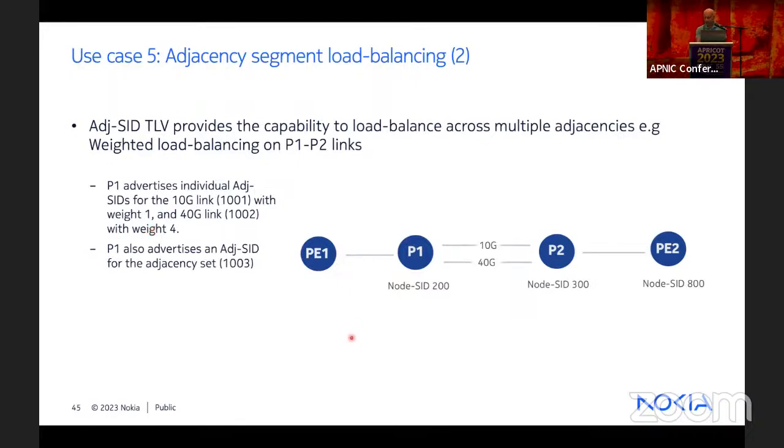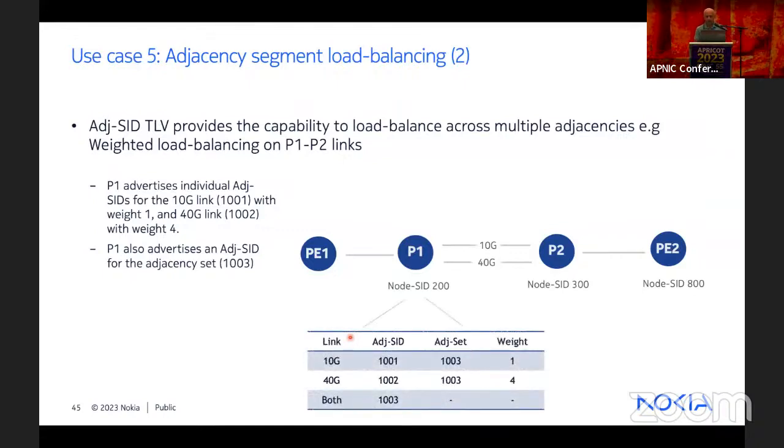We also advertise a third adjacency SID, and here we construct an adjacency set. So this is like the peer set SID. Now this adjacency set has a SID value of 1003. So think of it this way. The SID value of 1001 is specifically for the 10 gig link. SID value of 1002 is specifically for the 40 gig link. And the SID value of 1003 includes both the links. It's a bundle across the two links.